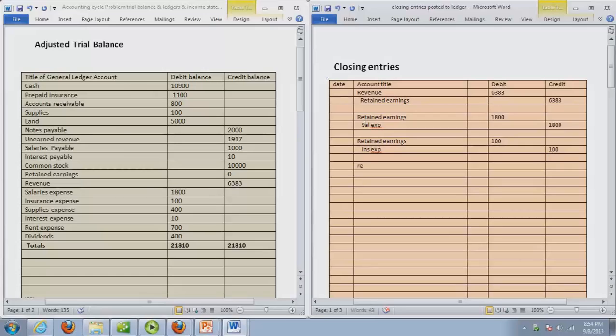And then we go on to the next expense account, which is supplies. So we're going to credit supplies for the balance. And then we're down to what? Interest expense. So interest has a $10 balance. So we'll close out interest expense for $10. I'm sorry, it's $10, so let me take off a zero there. And then we're down to rent expense.